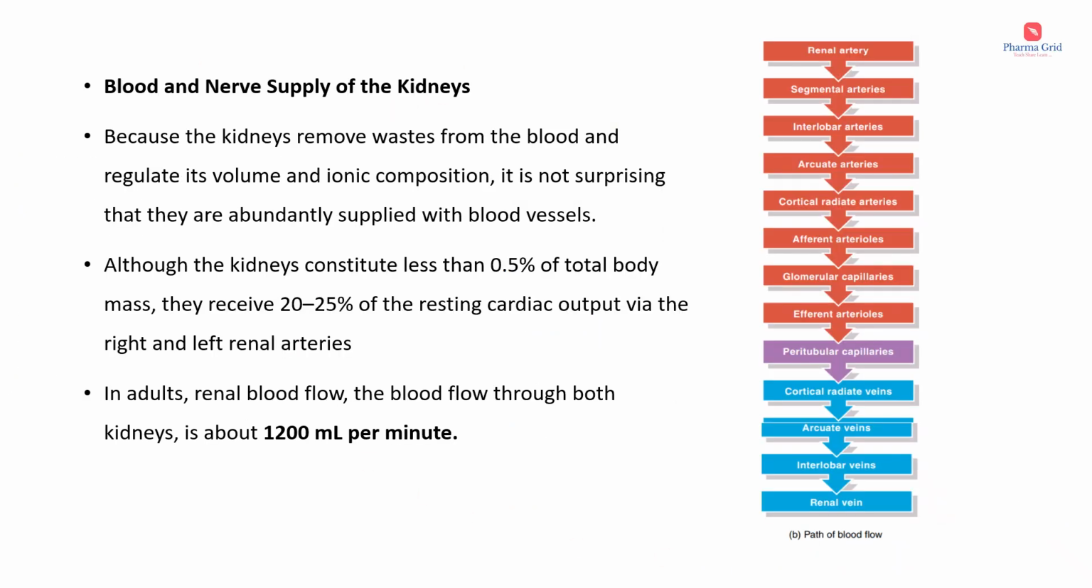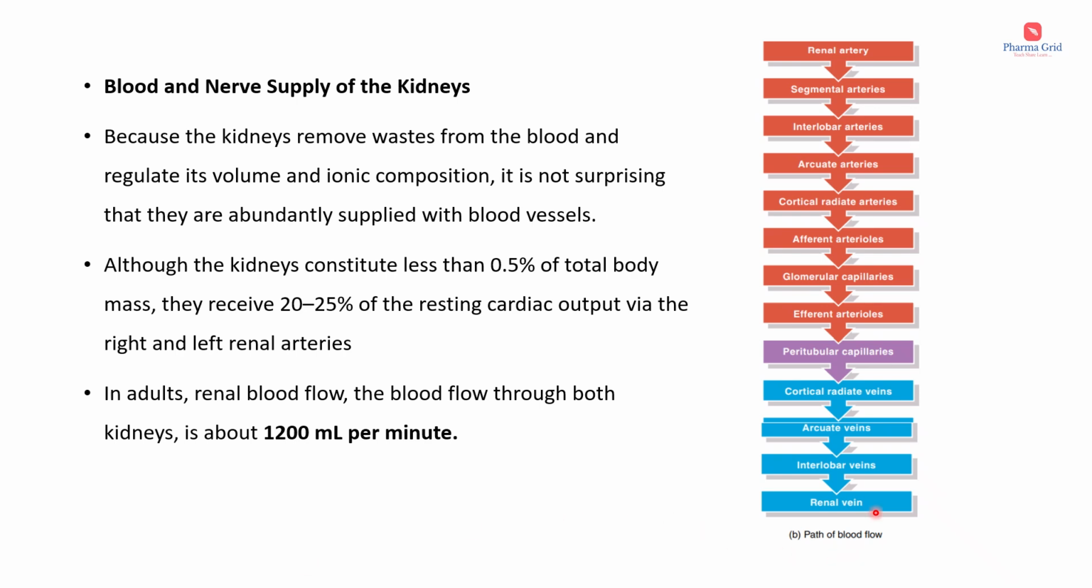Blood and nerve supply of the kidneys. Because the kidneys remove waste from the blood and regulate its volume and ionic composition, it is not surprising that they are abundantly supplied with blood vessels. Although the kidneys constitute less than 0.5% of the total body mass, they receive 20 to 25% of the resting cardiac output via the right and left renal arteries. In adults, renal blood flow, the blood flow through both kidneys, is about 1200 ml per minute.